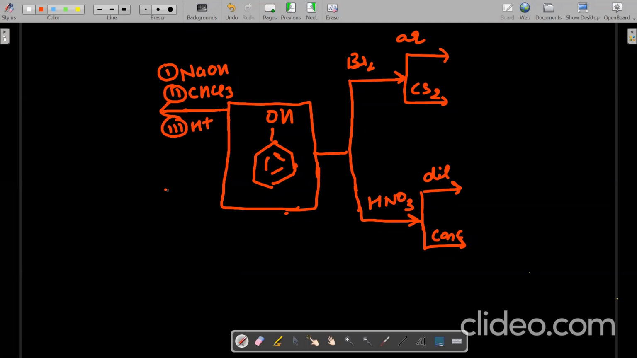And what is another reaction which we have done? Kolbe's reaction. In this Kolbe reaction, what have we added? NaOH, CO2, H plus. So tell me the product. For all cases, what product do we get? In case of bromination, what do we get?